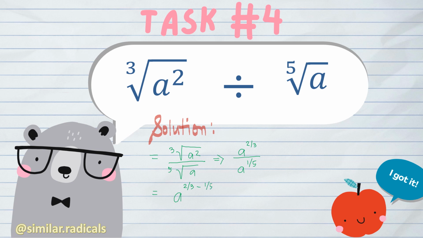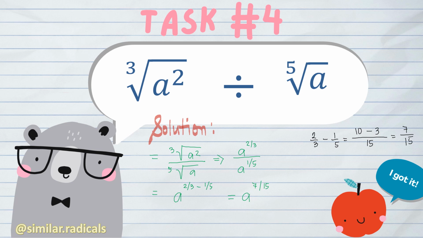Using subtraction of fractions, we have 2/3 minus 1/5. 15 divided by 3 is 5, times 2 is 10. 15 divided by 5 is 3, times 1 is 3. So 10 minus 3, we're gonna have 7 over 15. That means this is equal to a raised to 7 over 15.